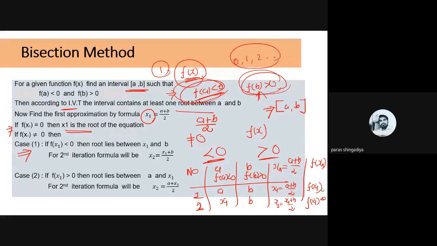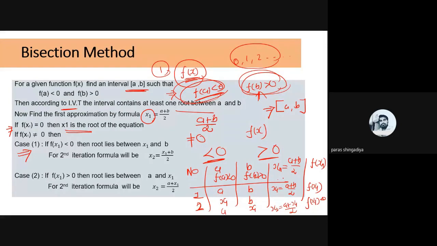And if f of x1 gives a positive answer here, we replace x1 in place of B, and A stays as it is. So the x2 formula will be A plus x1 divided by 2. Continue this process up to the required answer, meaning as many iterations as are mentioned in the question. It is x1, x2, x3, x4, and so on.